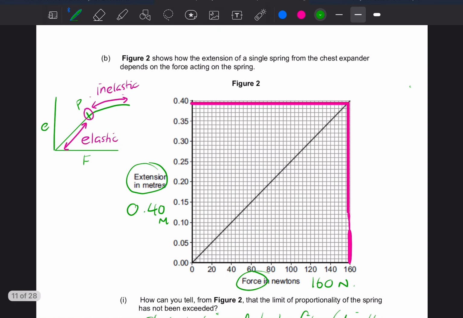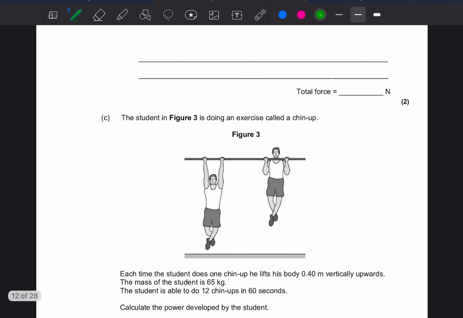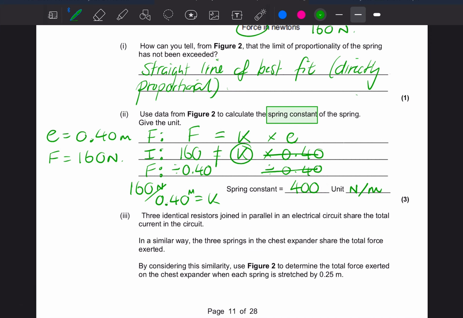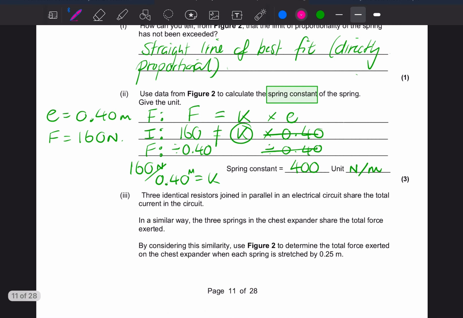All right, and then we have to work out the force. We're looking for a total force. So we have to figure out the force of one spring and multiply it by 4, because there's 4 springs. So 0.25 meters. If we go to our graph, I'll get this pink pen again so it's a little bit more obvious. 0.25 meters, draw a line, hit the line of best fit, draw a line down, and we have got a force of 100 newtons.